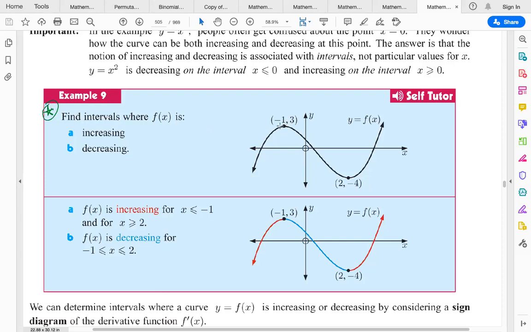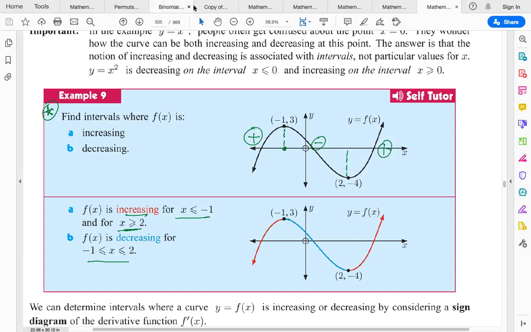As we can see, there are two points around which the slope of the tangent changes, which are x is -1 and x is 2. Here the slope is positive. In this entire range, the slope is negative, and then again the slope is positive. So you can see that the function is increasing for x less than or equal to -1 and x more than 2. And it is decreasing where its slope is negative, that is the blue region here, between -1 and 2.